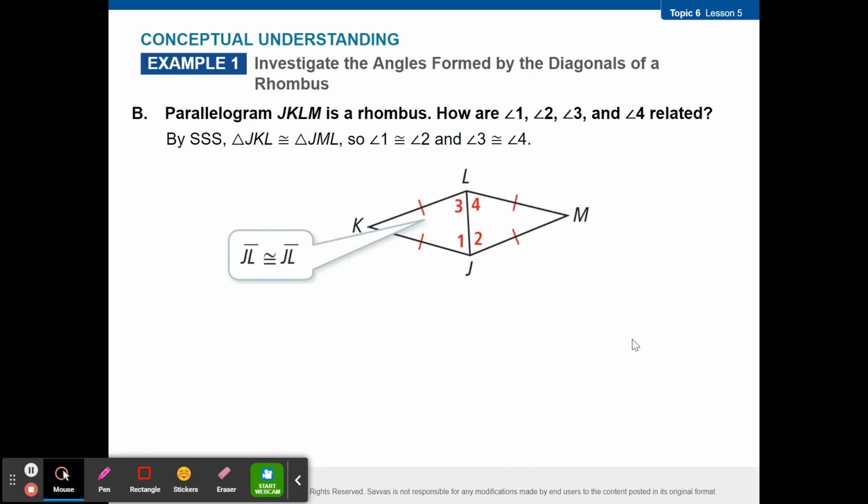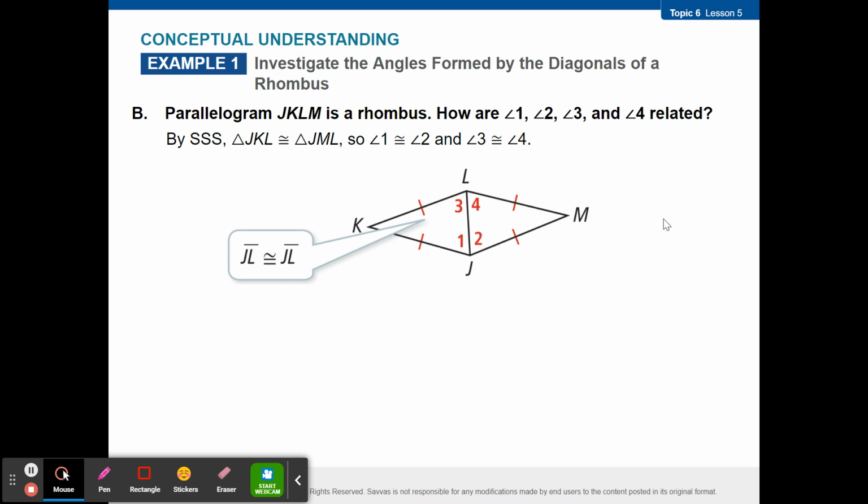All right, looking at letter B. Parallelogram JKLM is a rhombus. How are angles 1, 2, 3, and 4 related? If we take a look at this, by side-side-side, JKL is congruent to JML. So angle 1 and angle 2 are going to be congruent, along with angle 3 and angle 4. The other way you could have looked at this is that if these are isosceles triangles, you would know that these angles would also be the same.